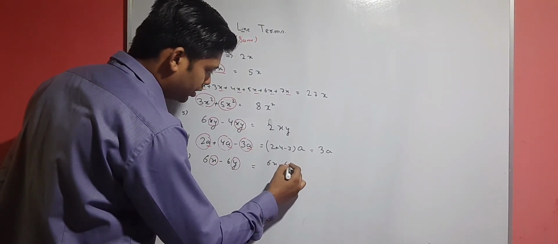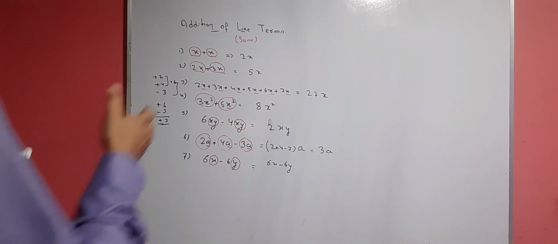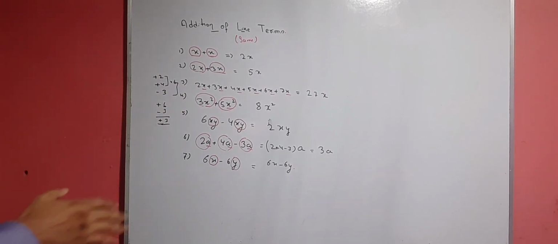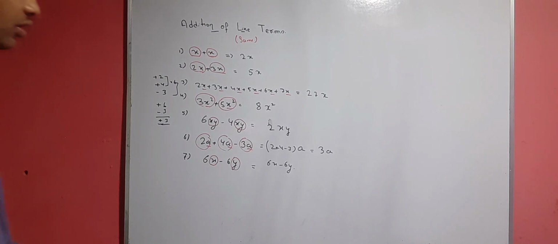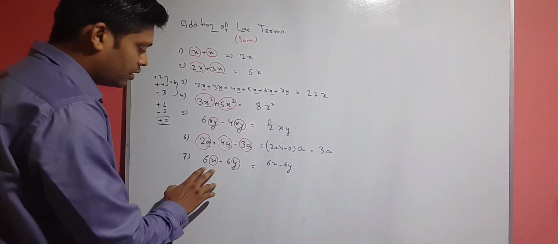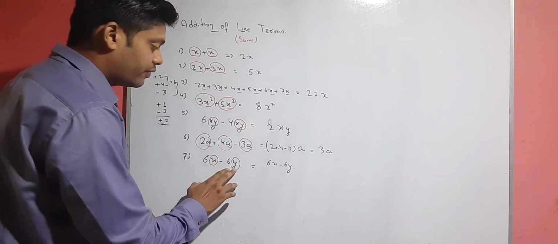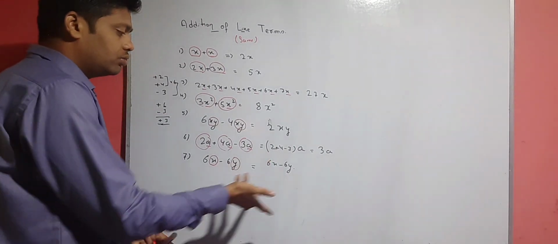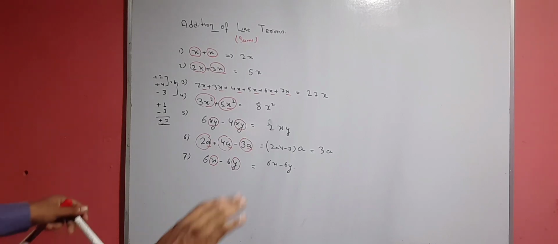6x minus 6y, clear. So we should not do anything. If they are from different families, they don't belong to the same family, so we will leave them as they are. They are from the family of X and no one else is there, and they are from the family of Y, no one else is there, so leave it as it is. We are helpless, we cannot do anything.